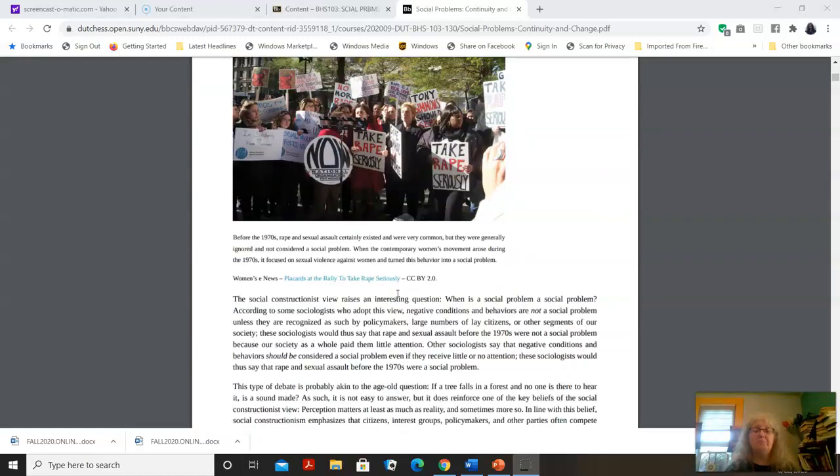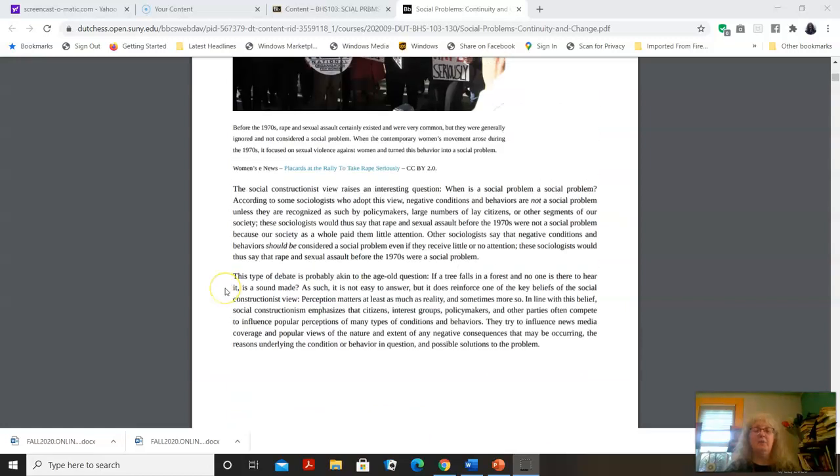And it gives a few examples. So for example, right here, according to some sociologists, when is a social problem a social problem? According to some sociologists who adopt this view, negative conditions and behaviors are not social problems unless they are recognized as such by policymakers, large numbers of lay citizens, or other segments of our society. So these sociologists would thus say that rape and sexual assault before the 1970s was not a social problem because our society as a whole paid them little attention.